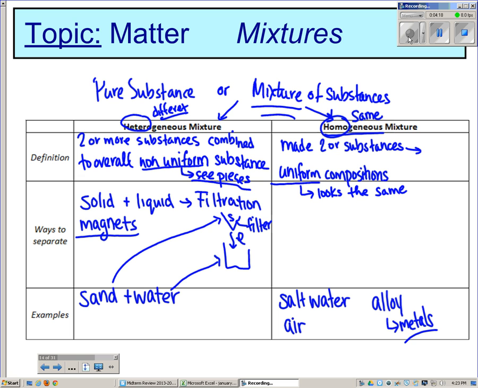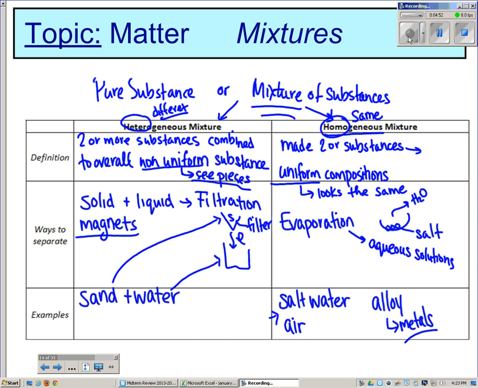So ways to separate homogeneous mixtures. If we had salt water, the way we could separate salt water is by the process of evaporation. Evaporation is when we would boil off the water in an evaporation dish. The water would evaporate, and we could leave the salt behind with heat, so it separates the two substances. Evaporation is used for aqueous solutions, which means substances that are dissolved in water.